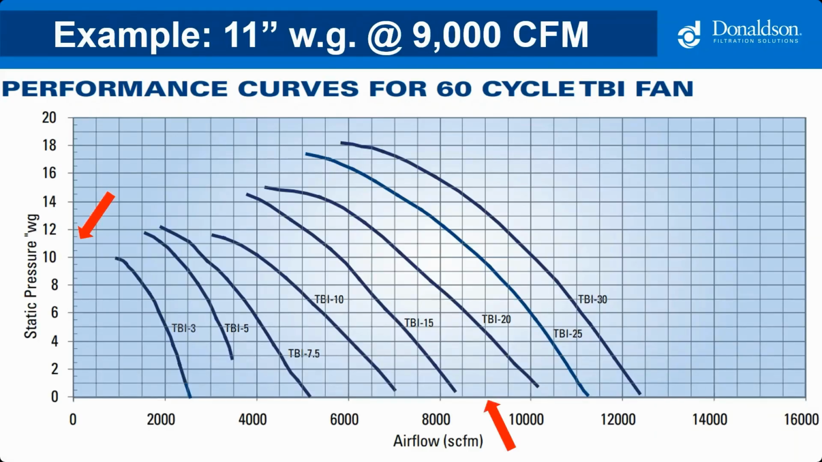And when we line those up, you can see the fan curves on the chart, which tell us the effective range of each fan size. So in this case, I selected a turret backward inclined, or a TBI 30.